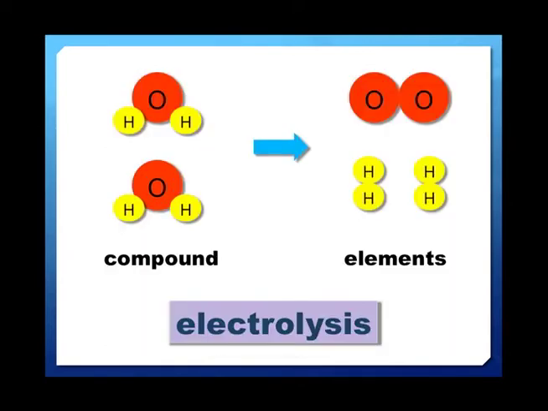We can split the water molecules into hydrogen and oxygen molecules by a process called electrolysis. This is a chemical change because chemical bonds in the water molecules are breaking and new chemical bonds are forming to generate completely new substances. When this happens, we know chemistry has occurred.